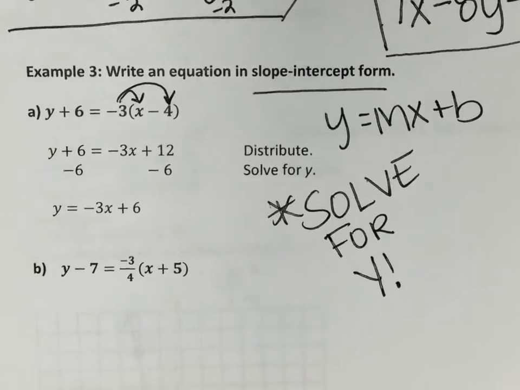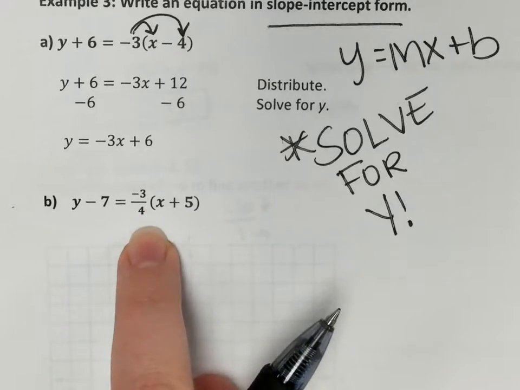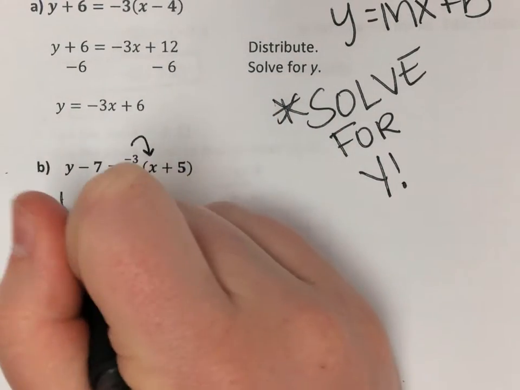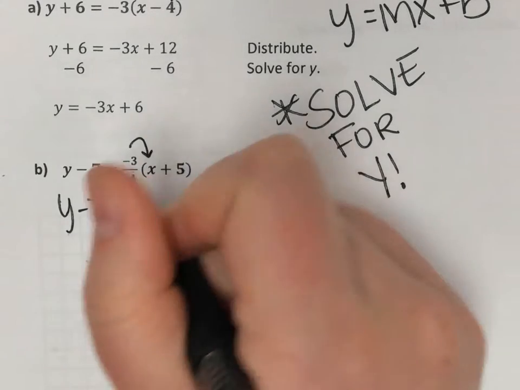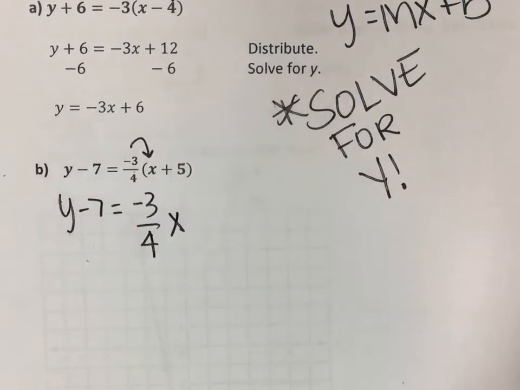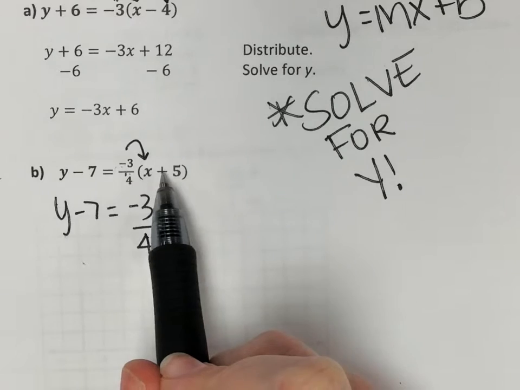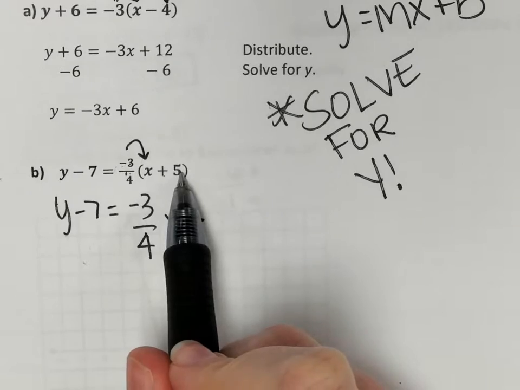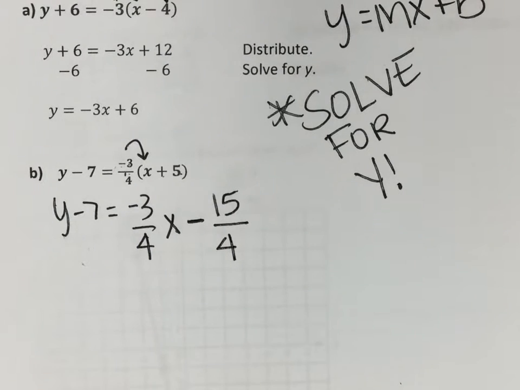On problem B, we can't just add 7 first because this 5 is in parentheses. So we've got to, again, get rid of our parentheses first. So y minus 7 stays the same because we're not changing anything over here yet. Negative 3/4 times x is negative 3/4 x. And then we have negative 3/4 times this 5 here. Now that's a negative and a positive, so that's going to make a minus sign. 3 times 5 is 15, and it's simply going to go over 4. That's it. And then you can add 7.